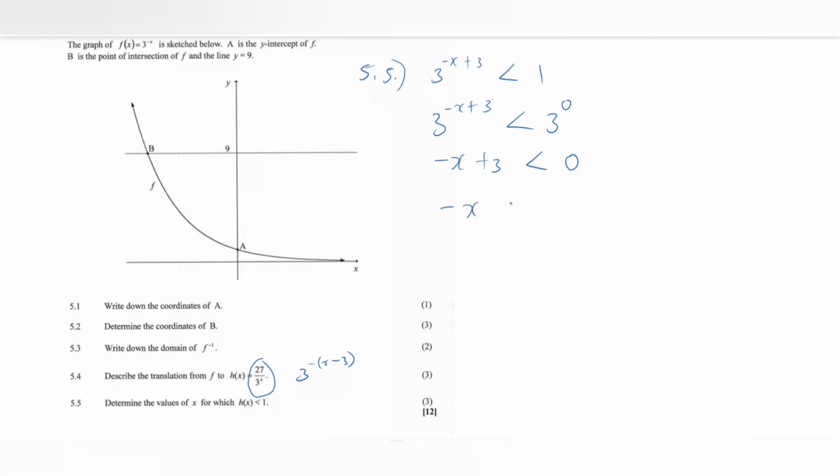Then minus x is less than, we take 3 to the right, that is going to be minus 3, but we have to divide by a negative on both sides. But there is a rule in inequalities which says that if you divide by a negative, the sign will change, so that is going to be x greater than 3, like that. That's our solution.